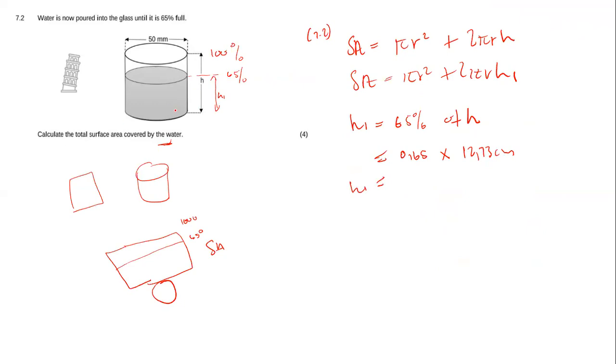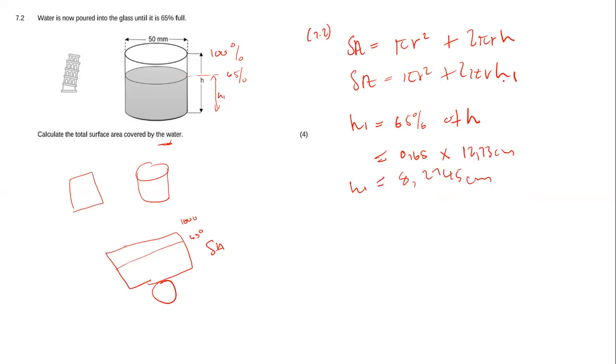So h1, which is this height in this case, is going to be equal to how much? You're going to say 0.65 multiplied by 12.73. It's going to be 8.2745 centimeters. This is not our final answer, so it's not necessary for you to convert it to 2 decimal places. So this is our h1.